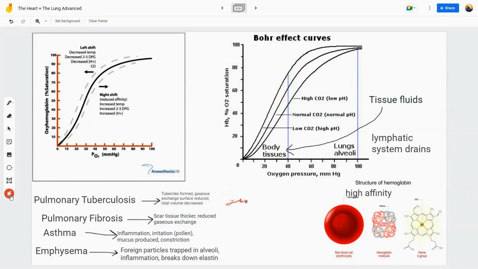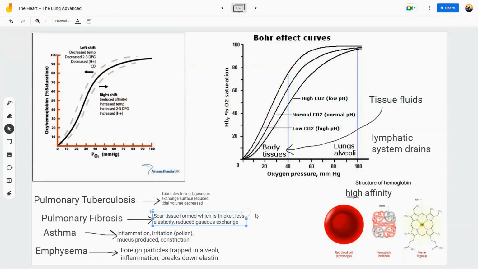Pulmonary fibrosis. Pulmonary fibrosis is the formation of scar tissue in the lungs. This can be the result of infection or exposure to substances like asbestos or dust. Scar tissue is thicker and less elastic than regular lung tissue. This means the lungs are less able to expand and cannot hold as much air.